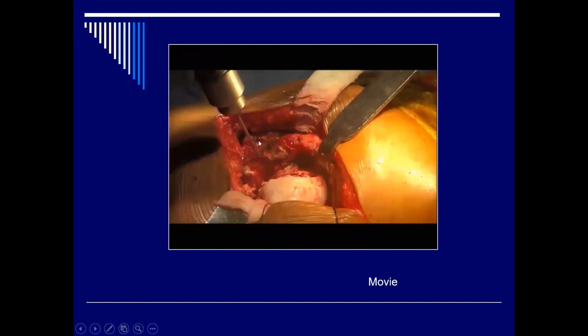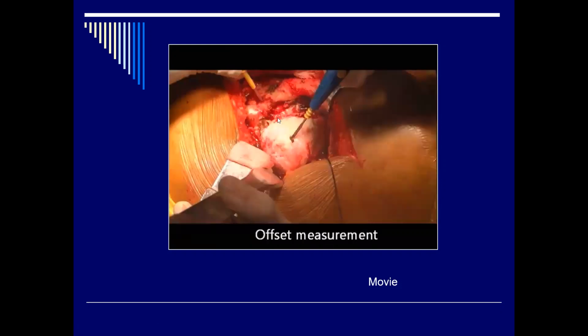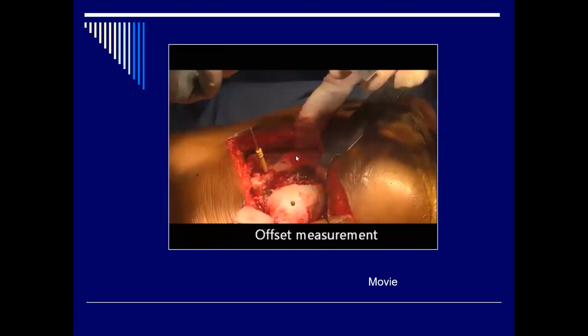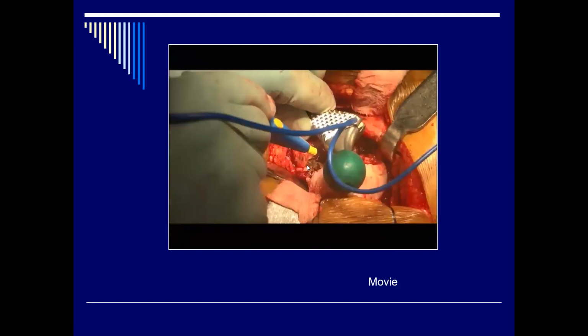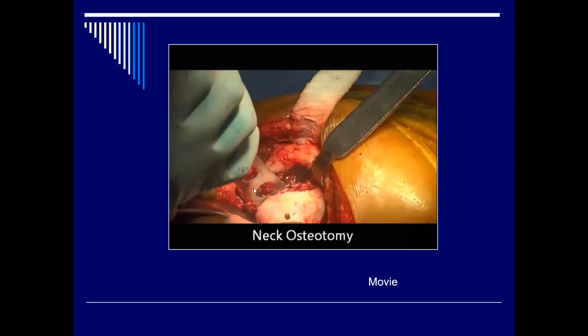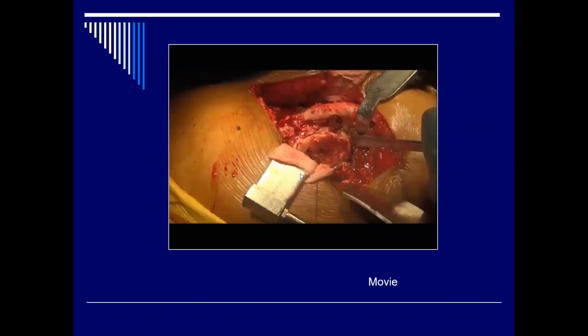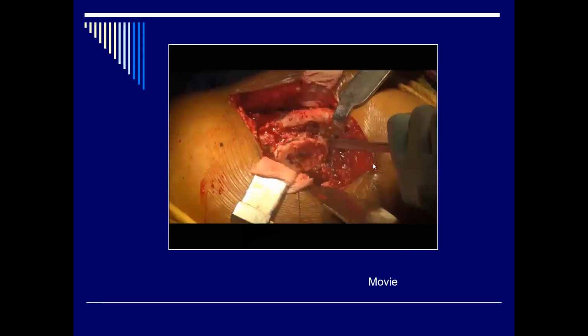Once I have taken it out, I put a drill here, and I will measure the vertical offset. I will measure the horizontal offset and put it on the blackboard so that I know what it is. Now that is the marking at 45 degrees cut. That's the neck cut. I do the sclerotic bone, piriformis fossa.